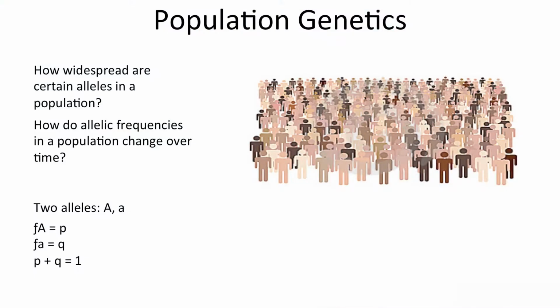Well, if there's only two alleles in the population, then the frequency of the dominant plus the frequency of the recessive equals 100%. Or if we're going to use fractions, we'll just say, point something plus point something equals 1. So p + q = 1.